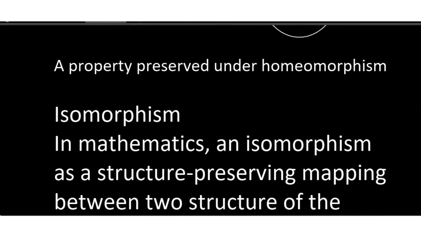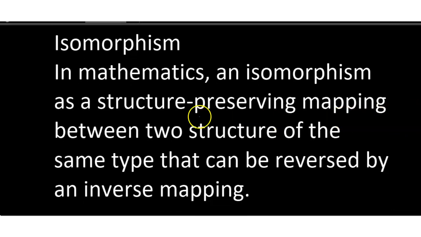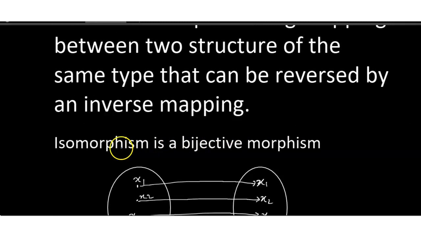A property preserved under homeomorphism. Now, isomorphism. In mathematics, an isomorphism is a structure preserving mapping between two structures of the same type that can be reversed by an inverse mapping. Isomorphism is a bijective morphism.